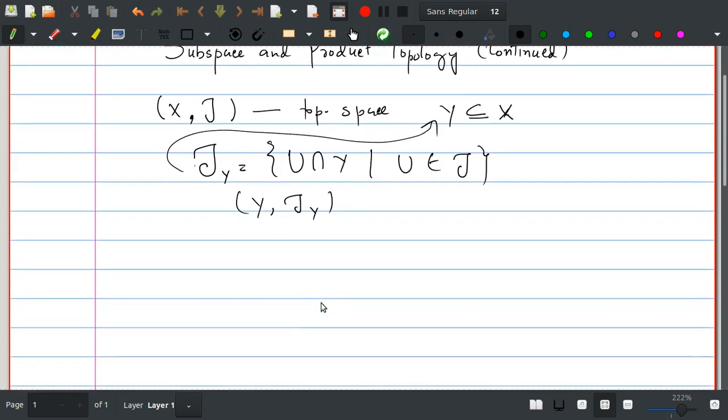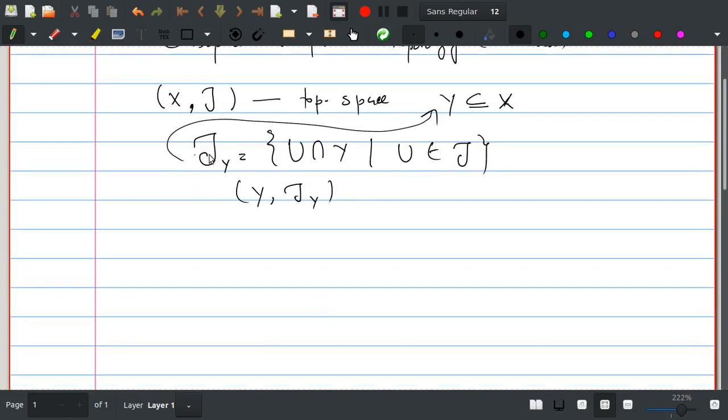Now, this means if Y with T_Y is a subspace of the topological space, then an open set V of Y is of the form V is U intersection Y for some U open in X.